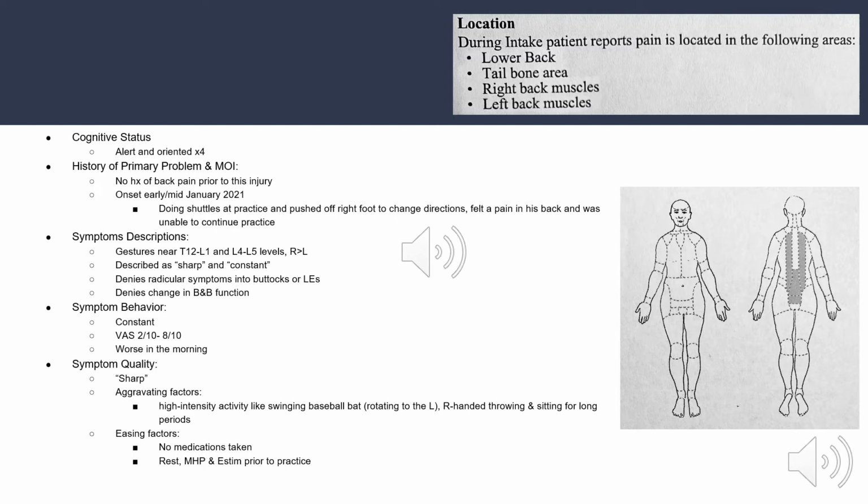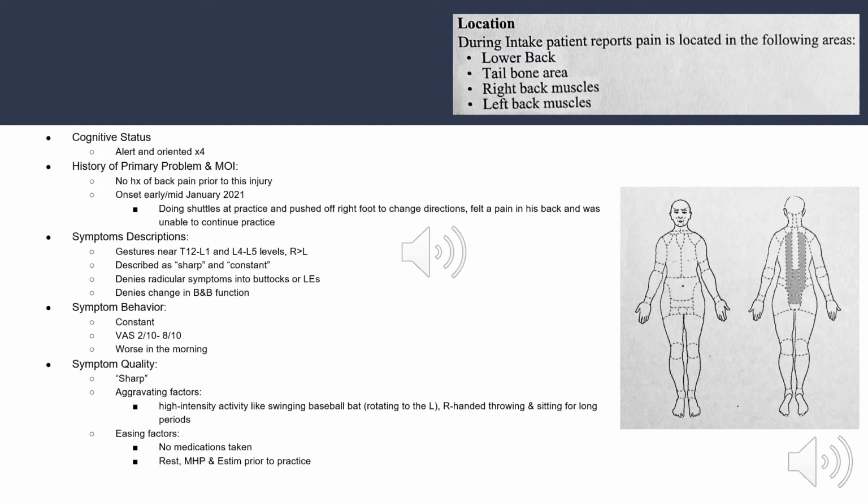History of primary problem and mechanism of injury. So he's had no history of back pain prior to this injury, and the onset was around earlier mid-January this year. He says he was doing shuttles at practice, and then he pushed off of his right foot to change directions, and then he felt a pain in his back and was unable to continue practice.